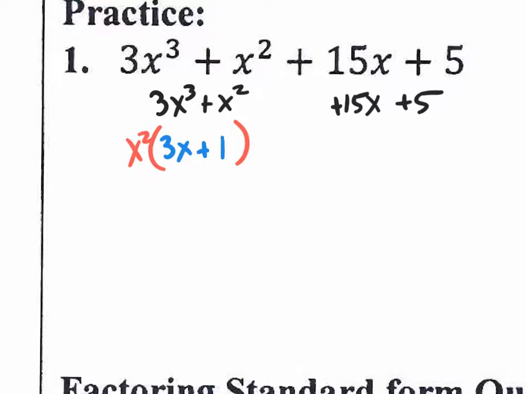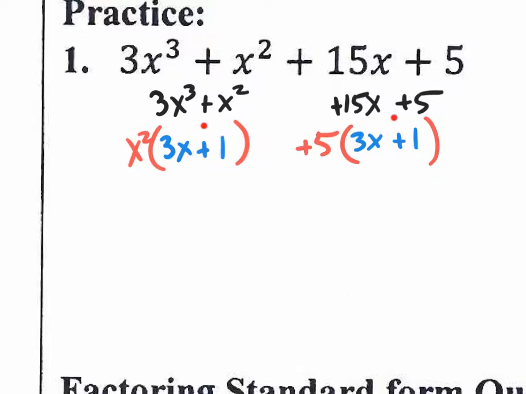So we factored something out of the first group. Let's go to the second group. What could I factor out of that second group? 5. Yep, pull out a 5. And now look at, normally when we pull out a 5, we just write 5. But right now, let's put a plus if it's positive. Let's put a minus if it's negative, okay? So let's pull out that positive 5. What would be left on the inside? 3x plus 1, perfect.